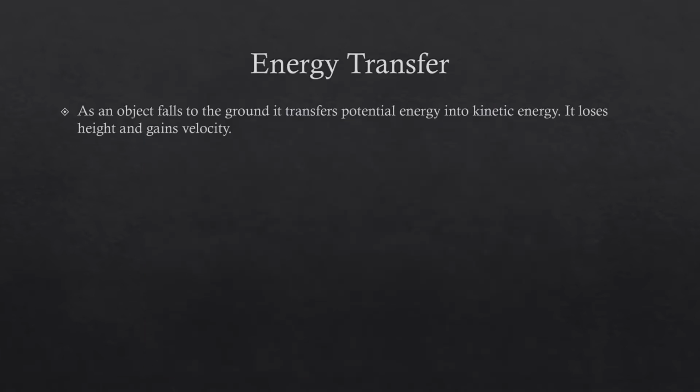In the very beginning of the year, though, we talked about dropping things off of cliffs. So when little Susie was standing on the edge of a cliff and she dropped a ball, did it lose potential energy and gain kinetic energy as we were doing the TVD charts? Let's see. We know that an object falls to the ground, it transfers potential energy into kinetic energy. It loses height, gains velocity. I hope you guys get that by now. We spent a lot of time really focusing on this, but this is what we really need to make sure we understand.